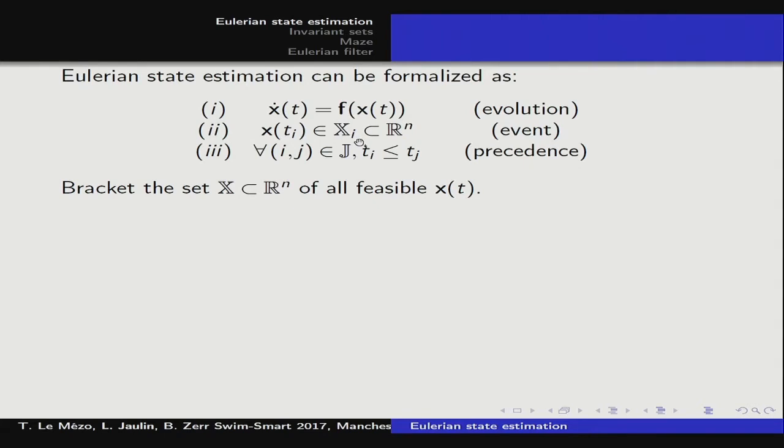And there is some kind of order. It means that, for instance, if some set Xi has to be visited before Xj, in this case you have this constraint. So there is some kind of order between the sets that are visited. From this relation, I am able to find an approximation of the trajectory. So it is what we call an Eulerian approach, because I don't care about exact time.